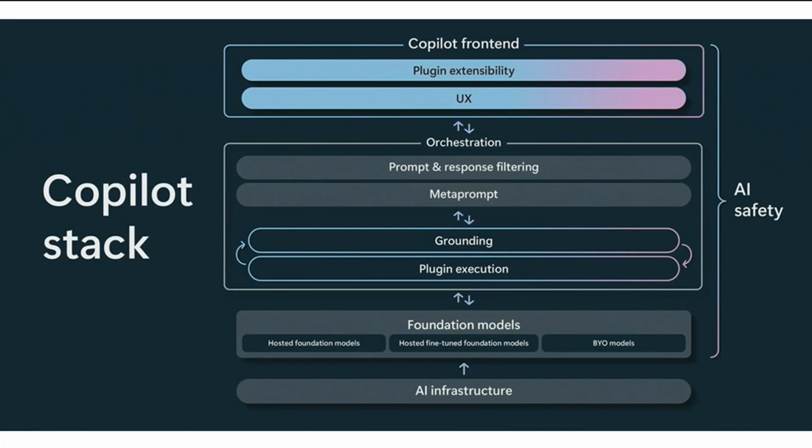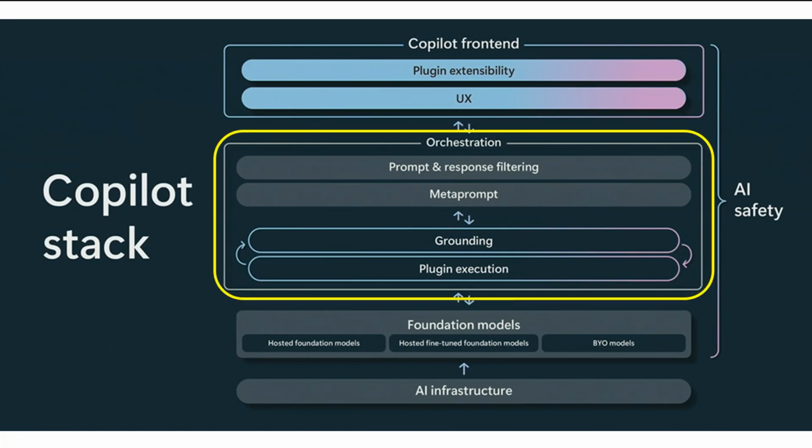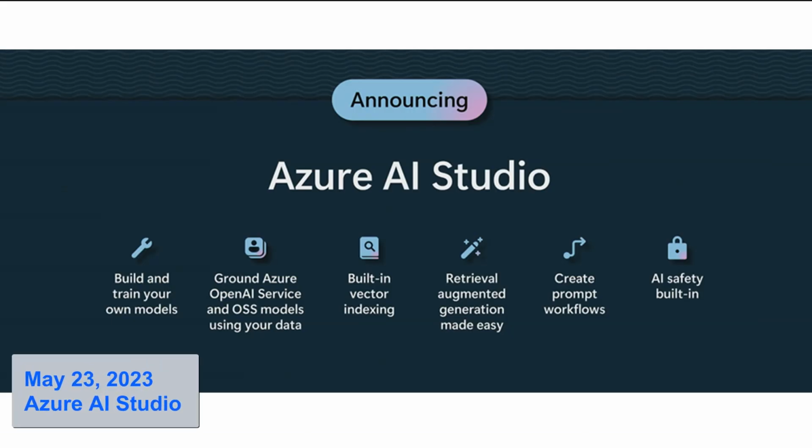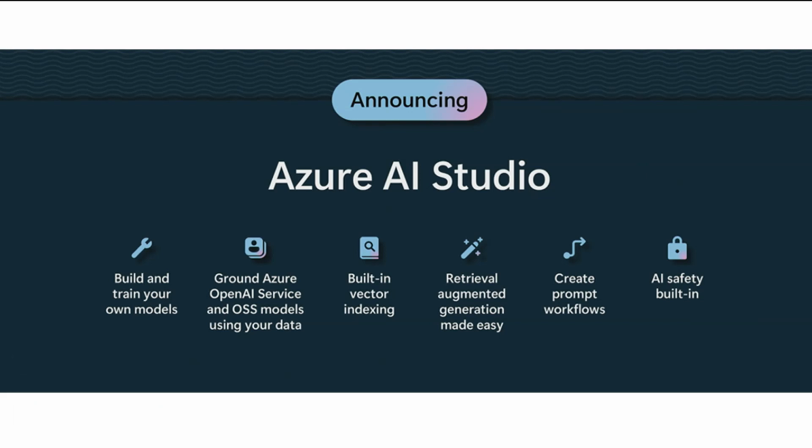Different AI applications may have different orchestration processes, but there are lots of common processes like prompt and response filtering, grounding, AI safety, etc. That is where Azure AI Studio comes in, which was announced on the same day, on May 23, 2023. Azure AI Studio is a full lifecycle toolchain for developers to build Copilots. It provides a range of features and capabilities to support the entire lifecycle of AI application development, from training models to deploying them in production.